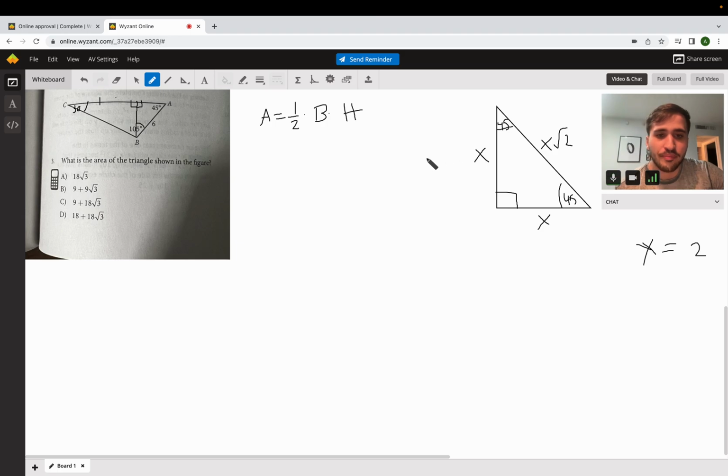Good. So let's look back at our triangle. We've just formed a 45, 45, 90 triangle, right? What do we know about it?